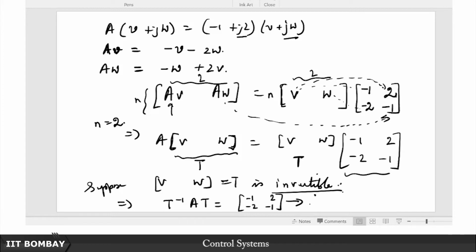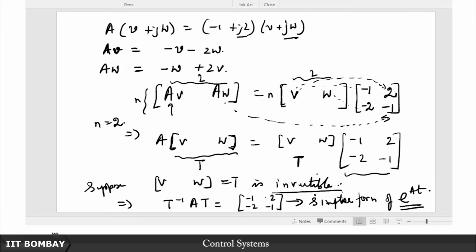a simpler form for e to the At. In order to get from the original e to the At, this is actually a simplified form, although this is not diagonal, neither does it appear like the conventional Jordan form for real eigenvalues, but I am claiming that this is going to be a simpler form. So of course there is a catch, if T is invertible. Now what is the guarantee that T is invertible? I have not even given you any such guarantees.